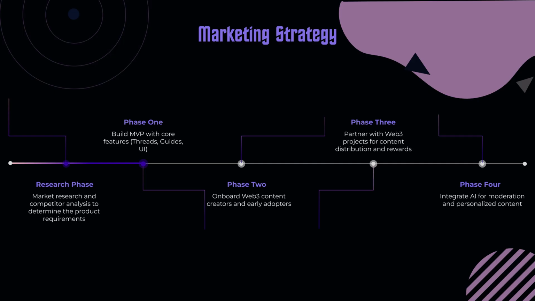The marketing strategy includes first building an MVP with the core features, then onboarding Web3 content creators and early adopters, taking it further by partnering with Web3 projects for content distribution and reward, and the integration of AI for moderation and personalized content.